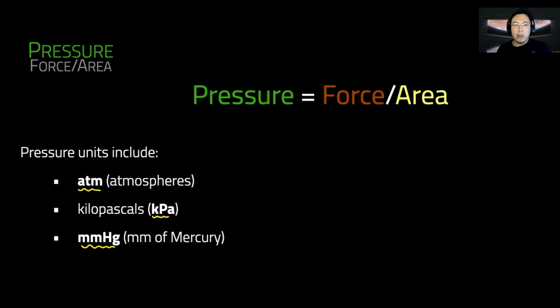You don't actually have to convert from one to another, just always use the same one. It just needs to be constant. If we began using atmospheres, then we use atmospheres throughout the problem. If we began with kilopascals, we continue with kilopascals throughout the problem, and so on and so forth.